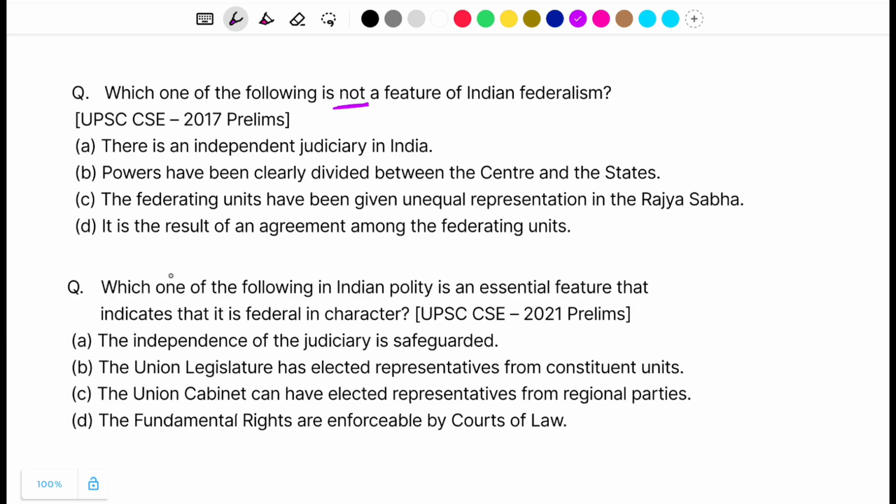Only option left. It is the result of an agreement among the federating units. I told you, friends, India was not formed by an agreement like the USA. The USA is formed as a federation because of the agreement between the states. But India is not formed that way. India is whole always. There is a wholeness in its territorial existence. So this statement is wrong. It is not the result of agreement among the federating units. So the correct option is option D.